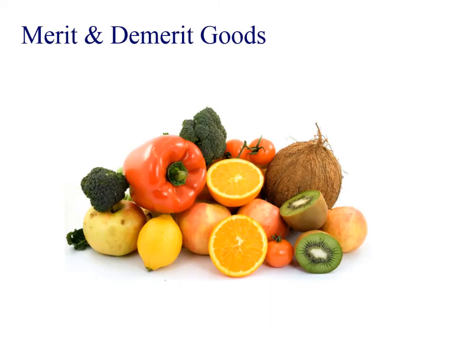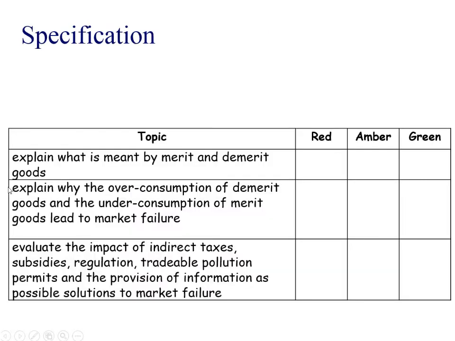So looking at, skipped ahead a bit, merit and demerit goods here. So nice pictures of fruit and vegetables, which you'll understand once you've watched the presentation. So specification objectives, what is meant by merit and demerit goods? So we need to be able to define these terms. Explain why the overconsumption of demerit goods and the underconsumption of merit goods leads to market failure, and evaluate the impact of these government interventions as solutions to the market failure of merit goods and demerit goods.